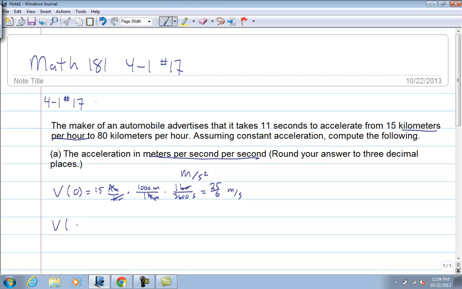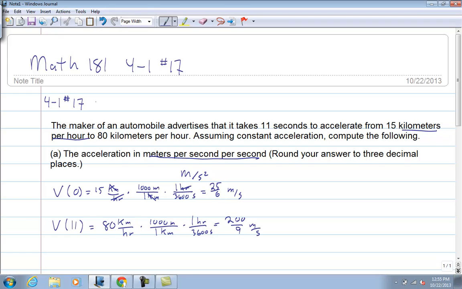And if I do the velocity at 11 seconds, it takes 11 seconds it says, that's going to be 80 kilometers per hour times, again, 1,000 meters per 1 kilometer times 1 hour over 3,600 seconds. And here I get 200 over 9 meters per second.